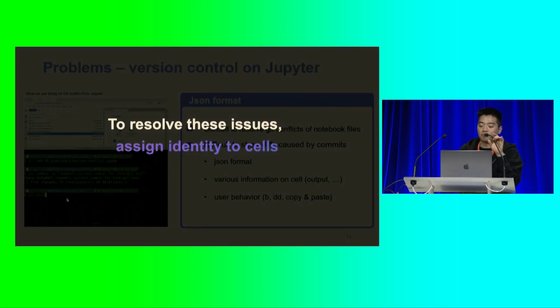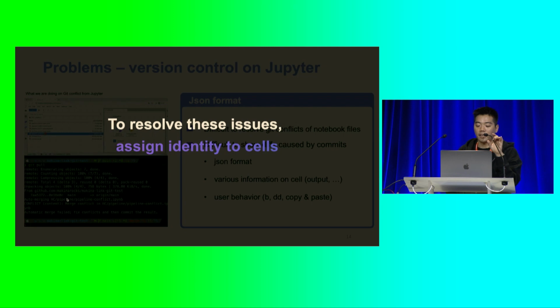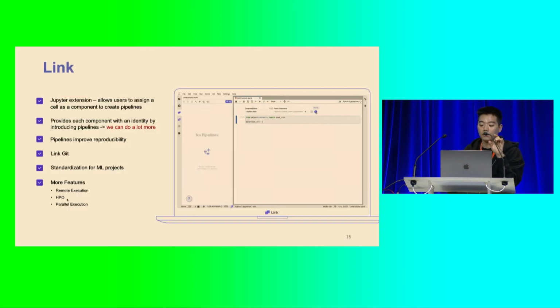So we believe these problems can be solved if we can properly assign identities to cells. Let's take a look at how we've solved this issue later. So I'm so fast.